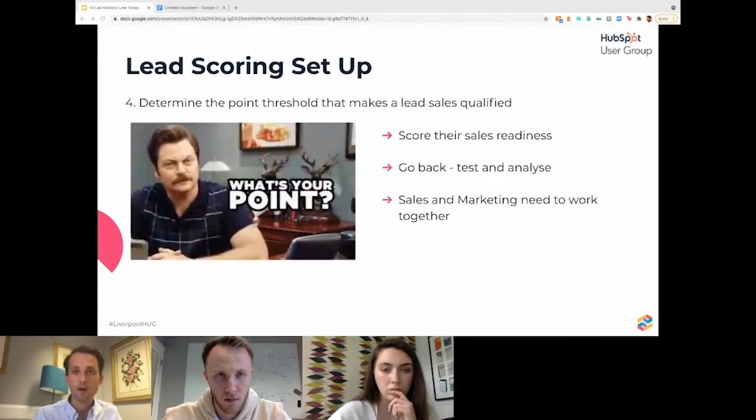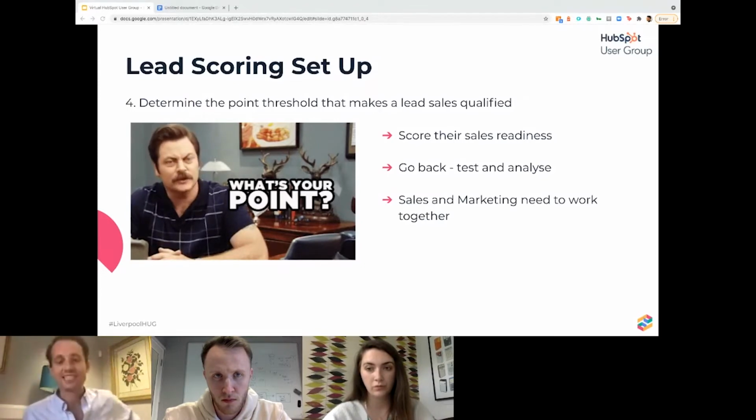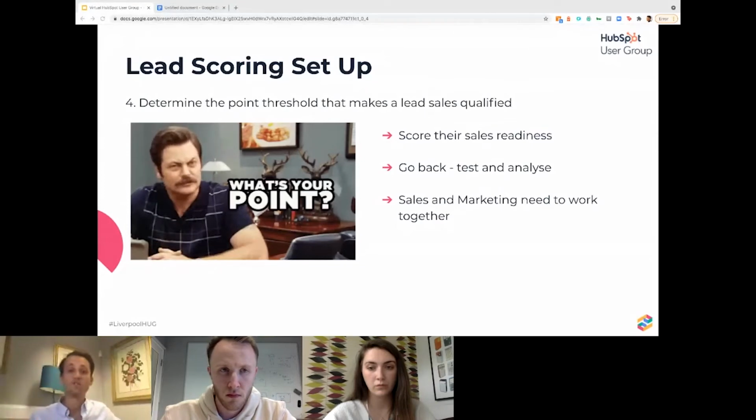So if we move on to the fourth part of the framework, this is to determine the point threshold that makes a lead sales qualified. So once you assign each data point a score, you total all points awarded to a single lead, and that's their final lead score. That would be great if that was the end of lead scoring, but the tricky part is actually the next part. You've got to determine what range of scores represent sales readiness.